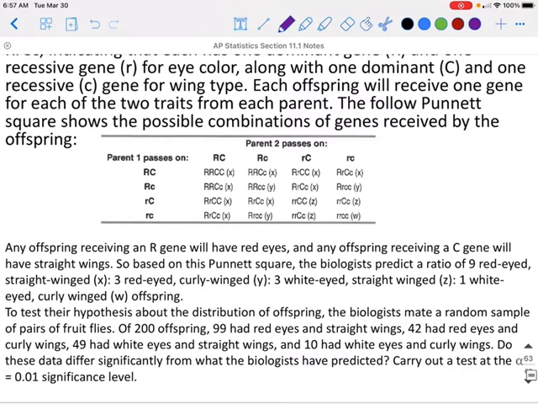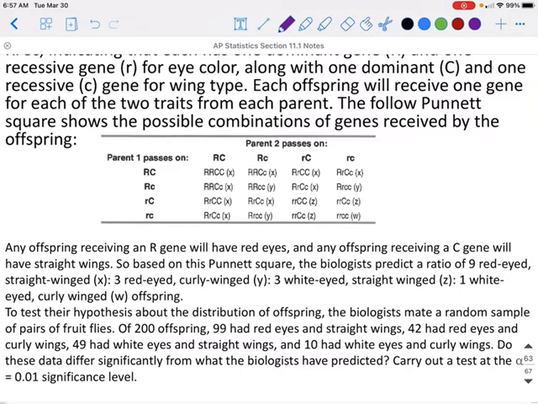Any offspring receiving a dominant gene will have red eyes, and any offspring receiving a dominant gene for wings will have straight wings. So based on the Punnett Square, the biologists predict a ratio of 9 red-eyed straight-winged to 3 red-eyed curly wings, 3 white-eyed straight wings, 1 white-eyed curly wing offspring.